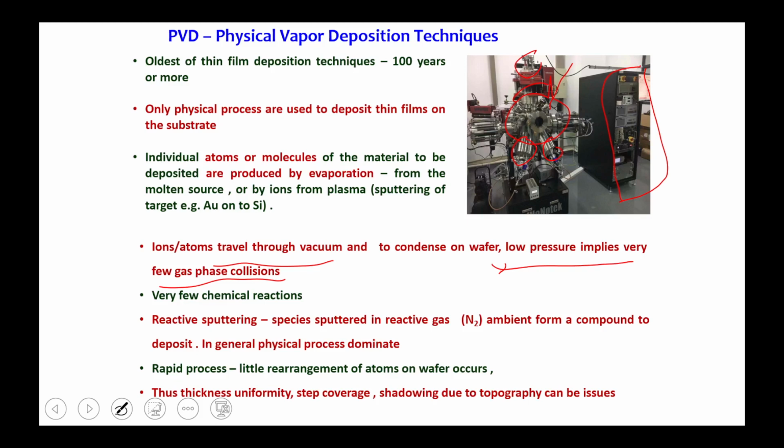Reactive sputtering, species sputtering in a reactive gas like N2 environment, so there will be very little atmospheric oxygen. It is a rapid process, meaning a very fast process, so thickness uniformity, step coverage and shorting due to the topography can be an issue. Okay?